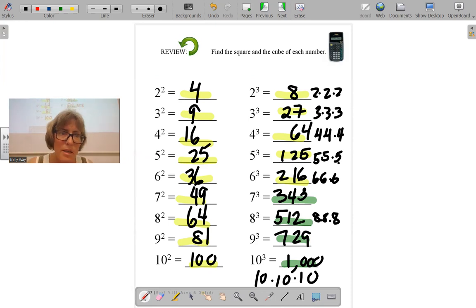You really need to memorize these to be able to spot them, because cubes are a little bit more difficult to spot. So just keep in mind your bookends here.